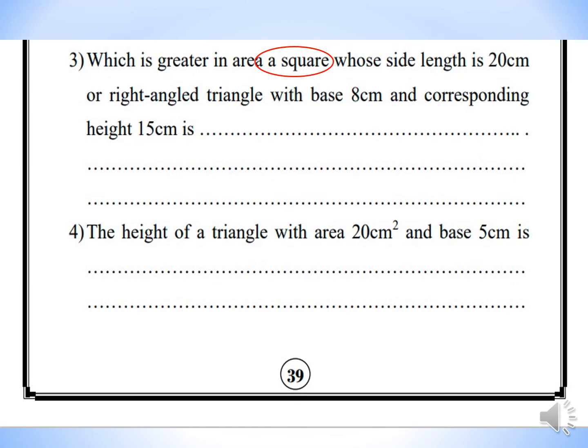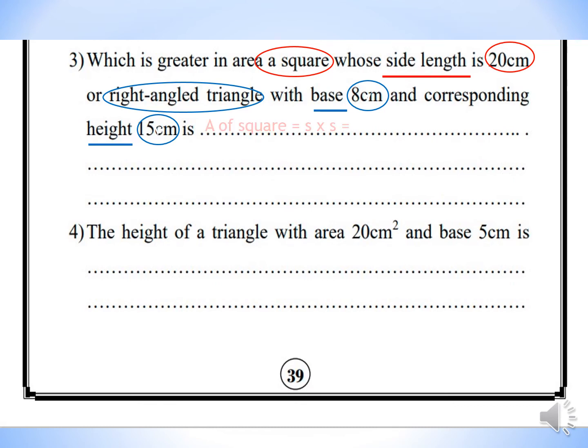Number 3, which is greater in area? A square whose side length is 20 centimeter or right angle triangle with base 8 centimeter and corresponding height 15 centimeter. So here I have two shapes and we want to compare between their areas. Which is greater? So first I have to find the area of the square and then the area of the right angle triangle and to compare between them. The area of the square equals side times side. So here the side is 20 centimeters, so it will be 20 times 20 equal 400 centimeters squared.